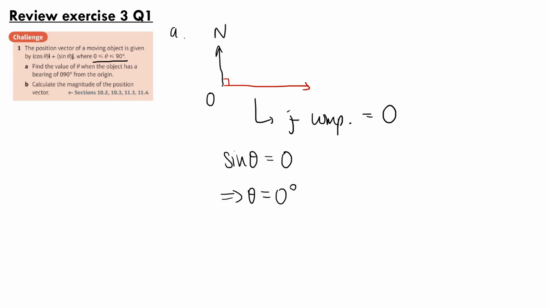Okay, for part B, we're asked to calculate the magnitude of the position vector. So if we plug theta equals 0 in, we get cos of 0, which is 1 lot of i, and then 0 lots of j. So the magnitude of this vector is just going to be 1.